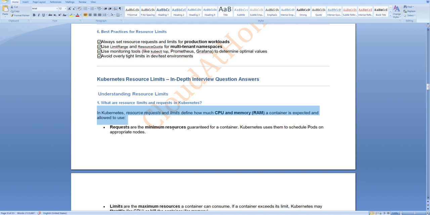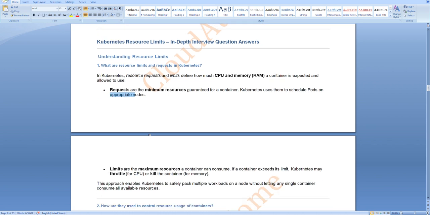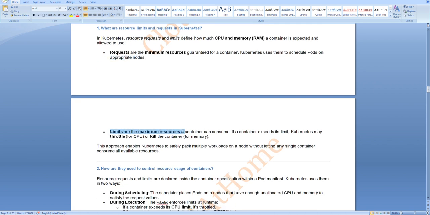Requests are the minimum resources guaranteed for a container. Why is it guaranteed? Because whenever a container starts, that will be the minimum resource. A container will not start unless it gets the requested resources you set up. Kubernetes uses them to schedule pods on the appropriate nodes. Limits are the maximum resources a container can consume.